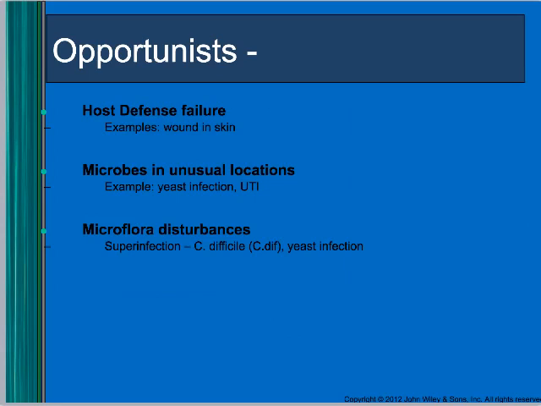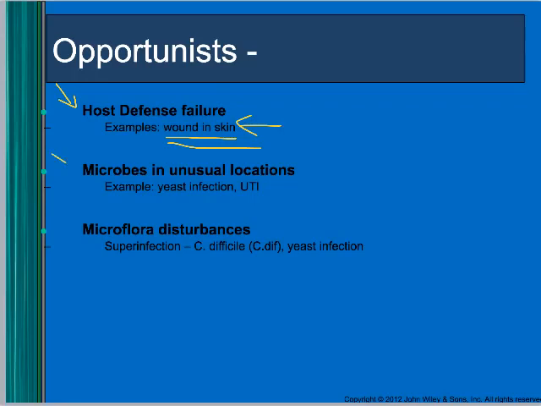Okay, now opportunists are, most of the time, organisms that take advantage of some normal function going wrong. So one example of a scenario where an opportunist might take advantage is a host defense failure. The classic example is if you have a wound in your skin. Your skin is one of your primary defenses. It really protects you from almost everything. But if you have a wound in it, it's much easier to get an infection.